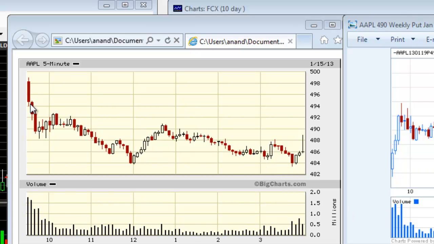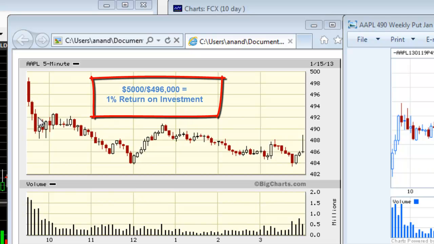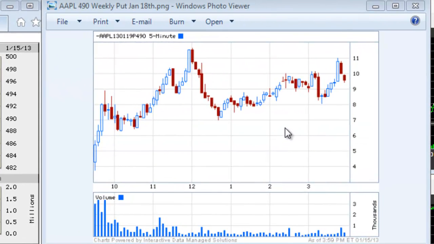Okay, so now if you went ahead and calculated your percentage gain on booking 5 points in the equity, you would see that you'd make about 1% off your initial investment of $496,000. All right, but there's a different way to play it, and that's by using options.